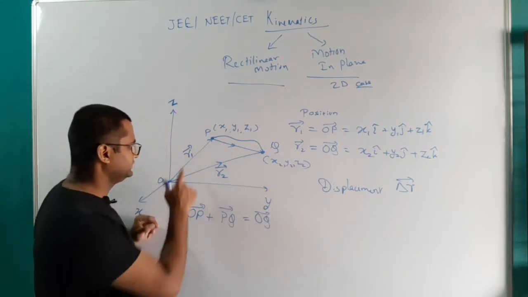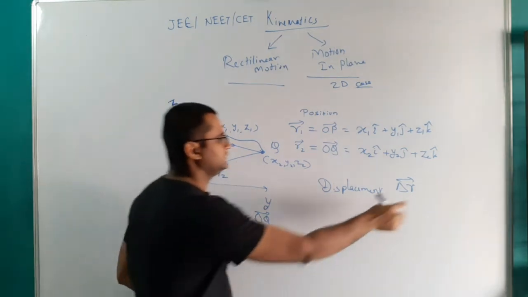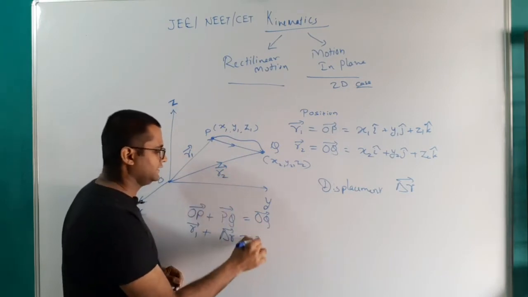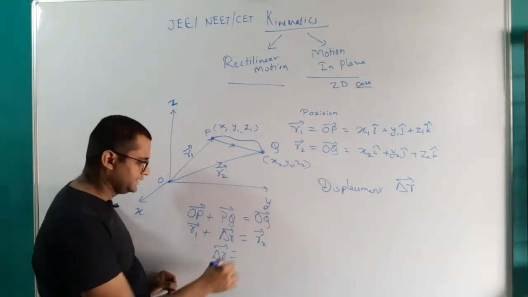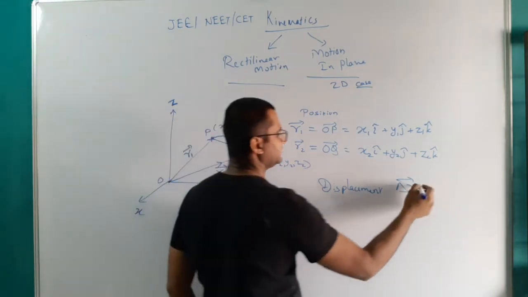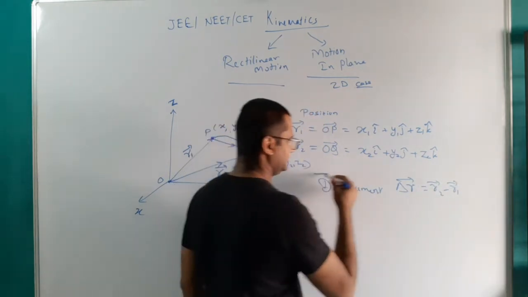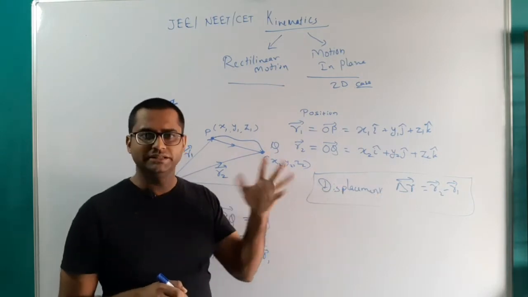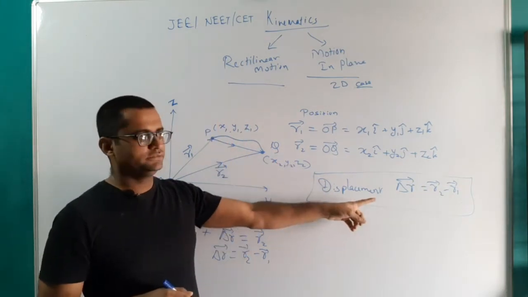And if I write the names, op vector is r1 bar, and pq vector is our displacement vector. So let us call the displacement vector delta r bar, equal to oq vector, which is r2 bar. Then we can write the displacement vector delta r bar as r2 vector minus r1 vector. This delta r bar is r2 vector minus r1 vector, and you can directly remember this formula. This is a general formula. It is applicable in 1D, 2D and 3D cases. So if the object is moving in space, you can still use the same formula.